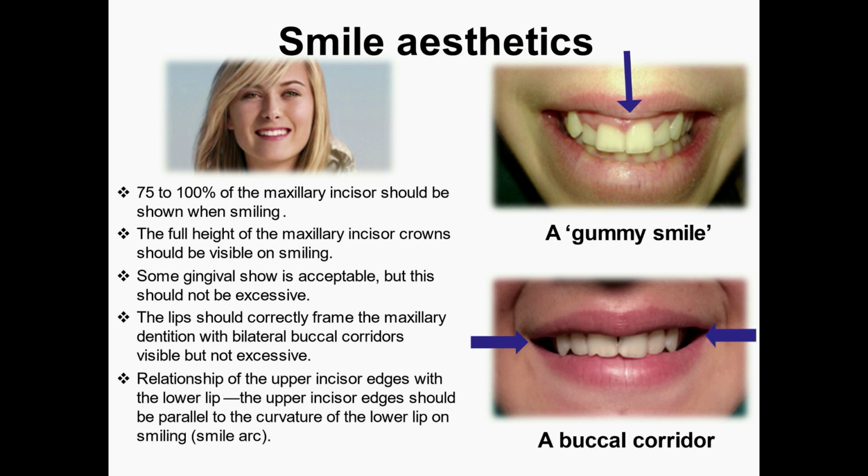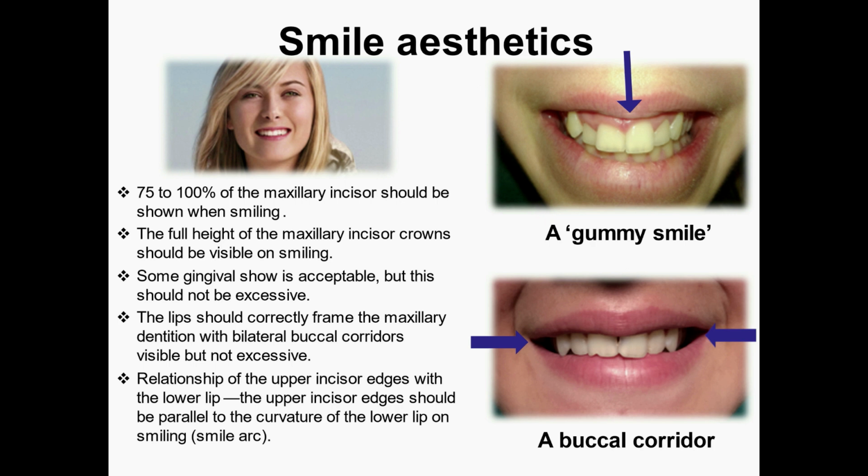Ideally, 75 to 100% of the maxillary incisors should be shown when smiling, but this also reduces with age. The full height of the maxillary incisor crowns should be visible on smiling. Some gingival show is acceptable, but this should not be excessive. A gummy smile is the term given to a higher than average lip line which exposes excessive gingiva.